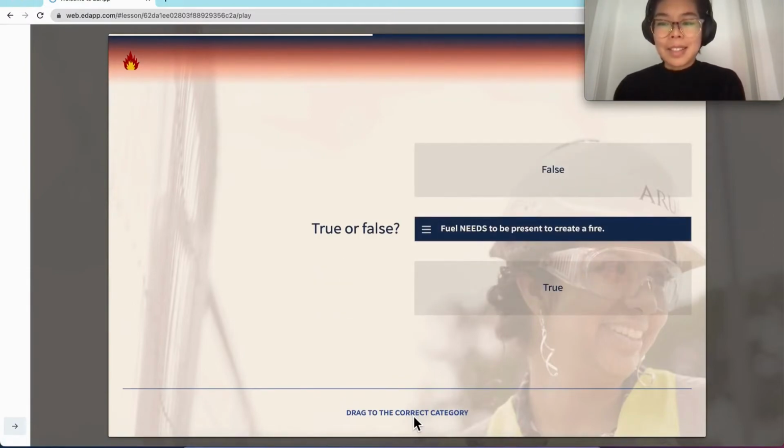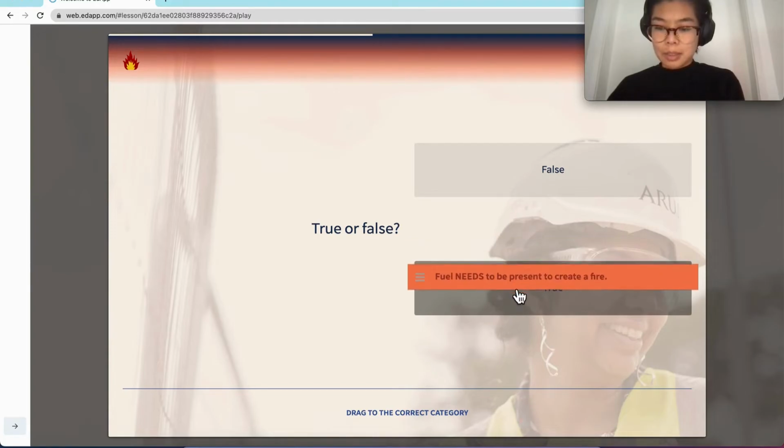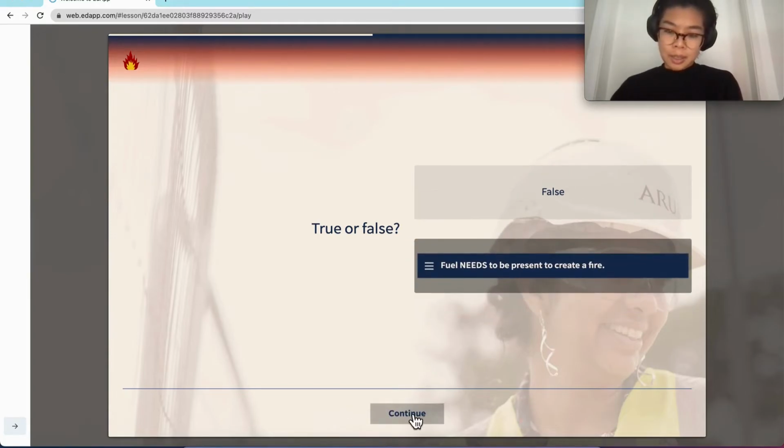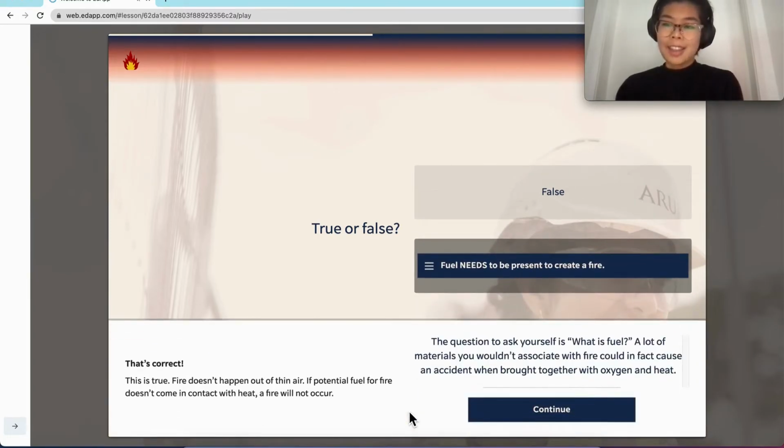In the next part of this lesson, we are presented with a quick activity. Now we see the statement, fuel needs to be present to create fire. Is this statement true or false? This statement is absolutely true. Let's hit continue. And that is correct.